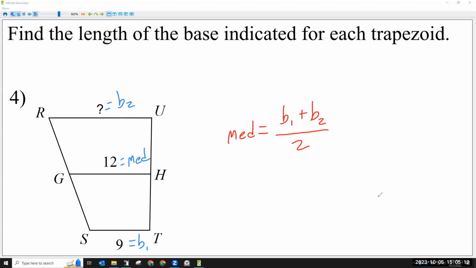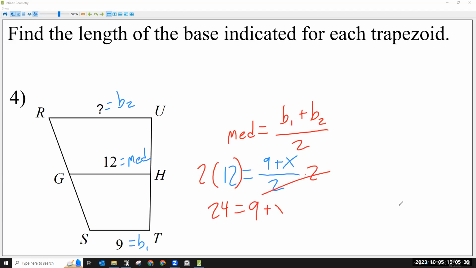I'm just going to plug everything in. 12 equals B1, which is 9, plus we don't know, so I'm going to use an x, divided by 2. And I'm trying to solve for the one that I don't know. So first thing I need to do is get rid of the 2. So I'm going to multiply both sides by 2, giving me 24 equals 9 plus x. And then I'm going to subtract 9 from both sides. And 24 minus 9 should give me 15.